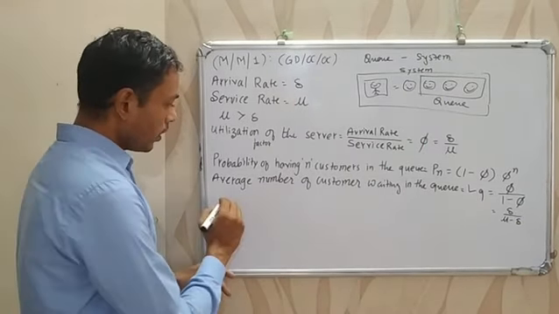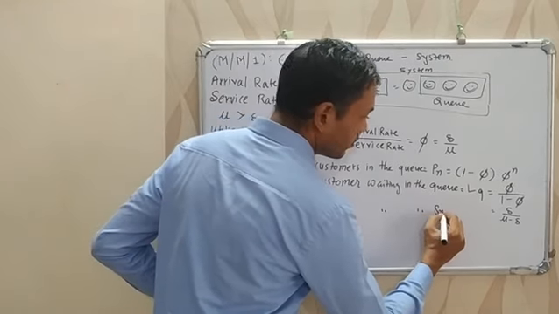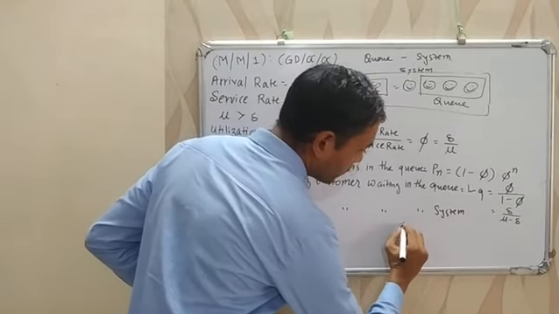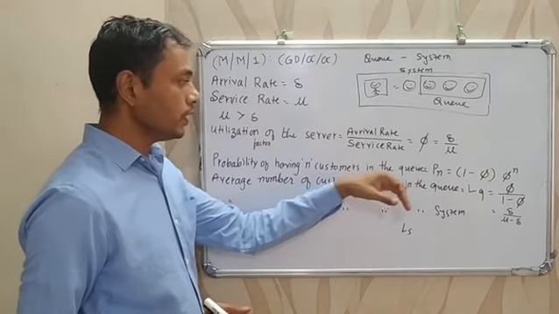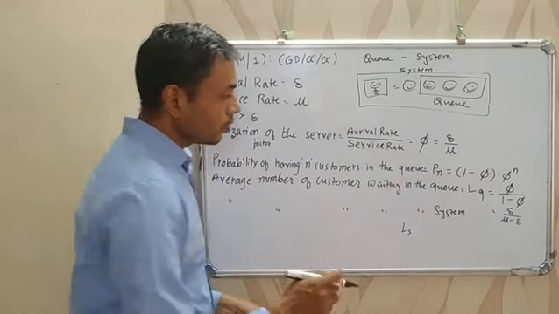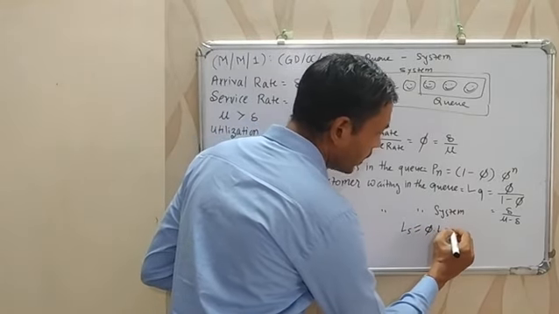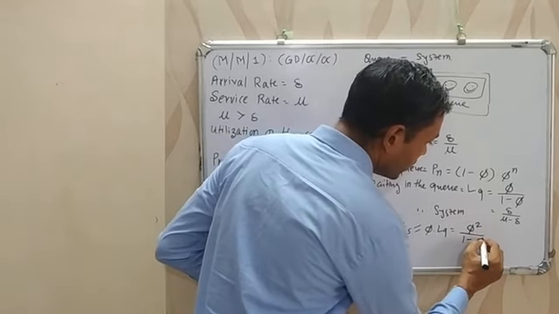Now, average number of customers waiting in the system can be represented as LS. L stands for length of queue. Average number of customers waiting in the queue means how much the length of the queue is. So LS is equal to pi into LQ. We can say that it is pi squared divided by 1 minus pi.